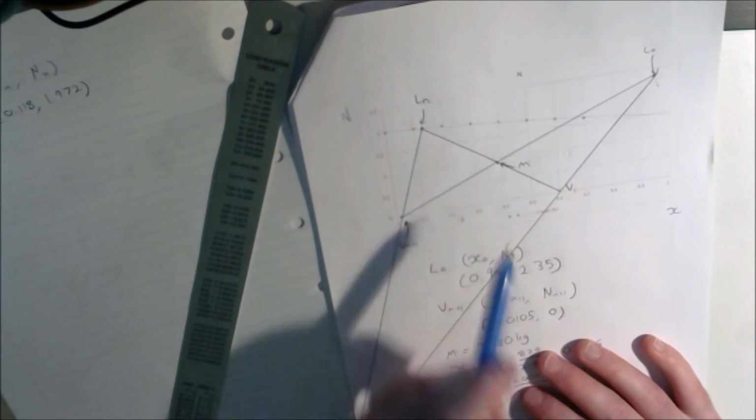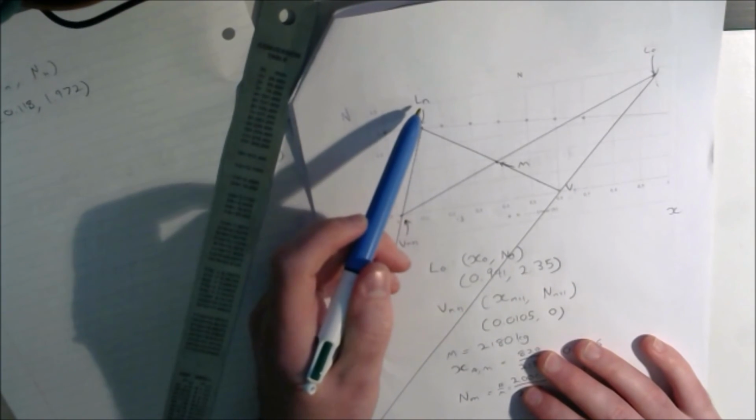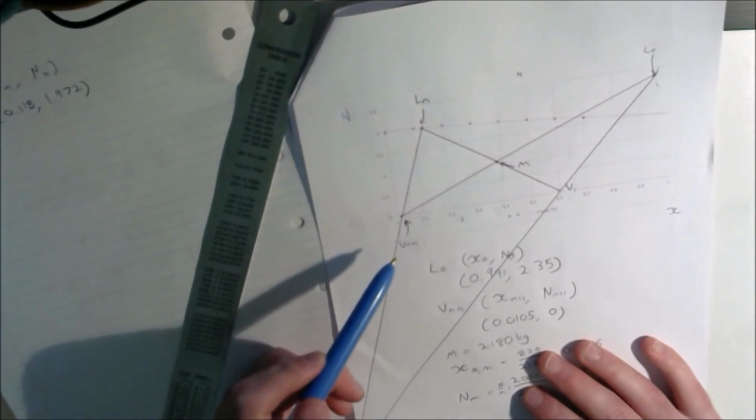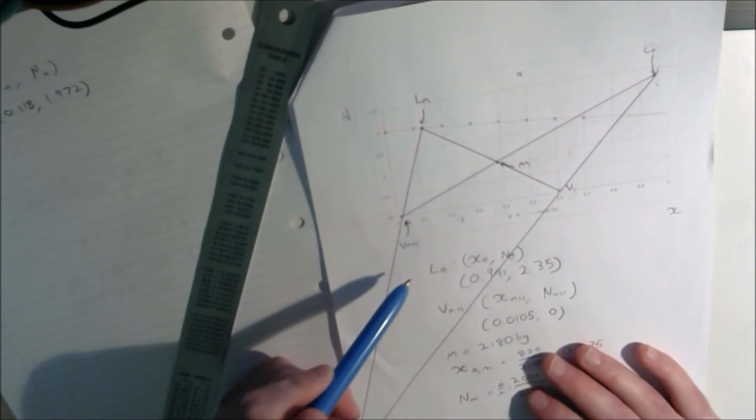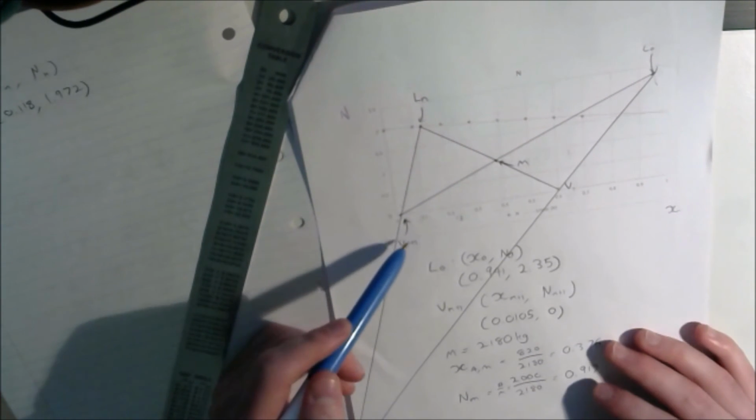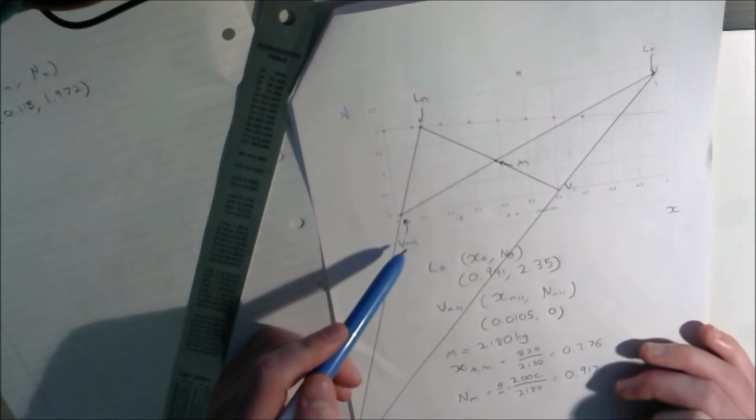So this is where we are starting, our starting point of the process, L0 and V1. And we want to get to this side, to Ln and Vn plus 1. That's our desired level of extraction.